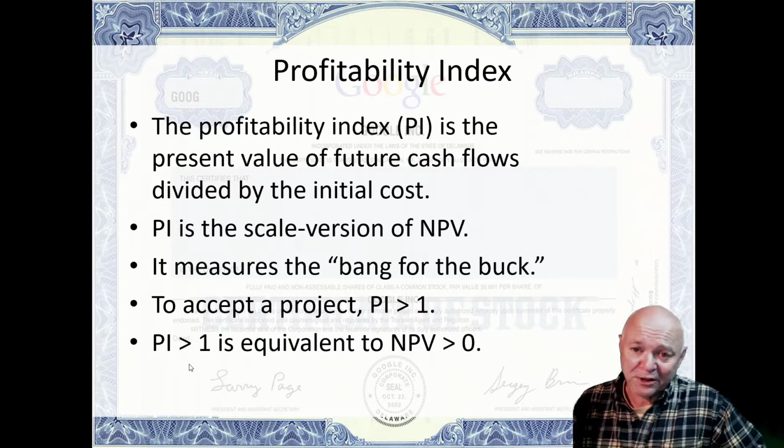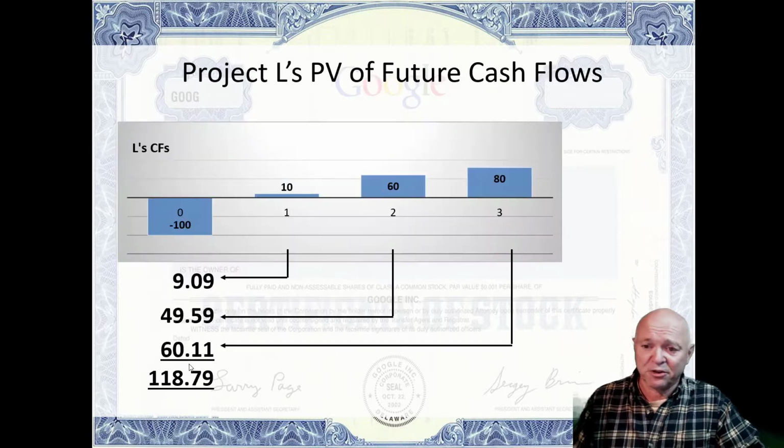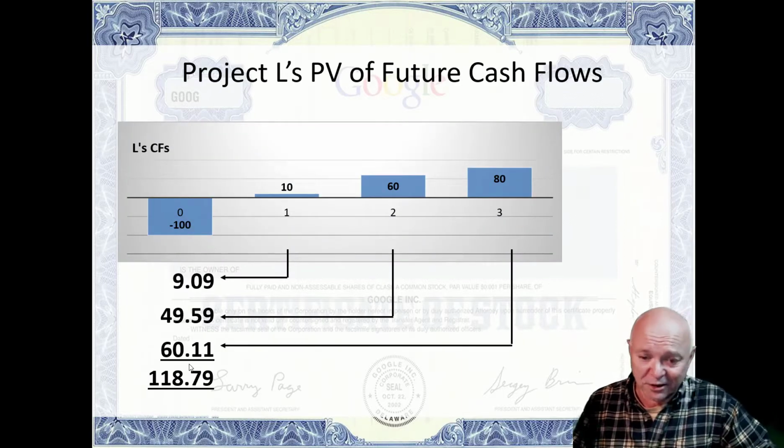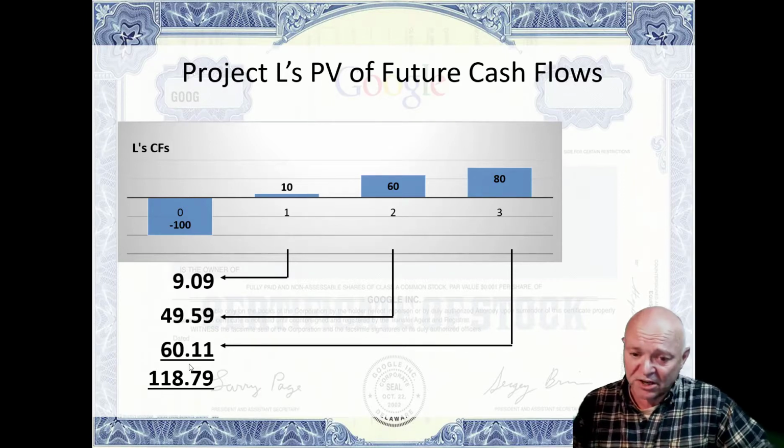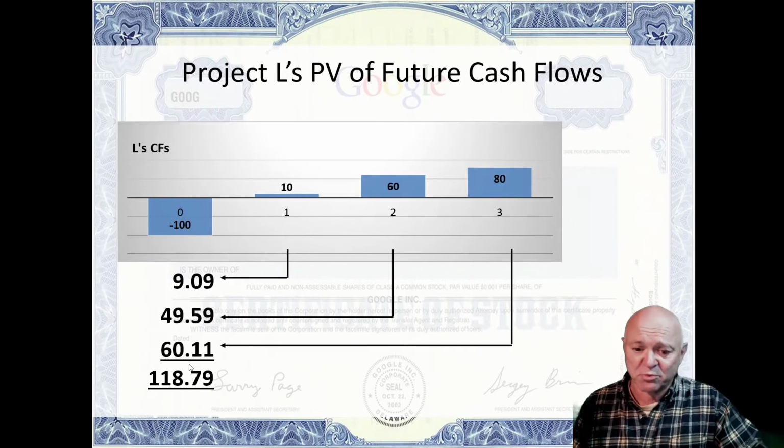If our profitability index is equal to exactly 1, that's equivalent to saying the NPV of the project is equal to 0. If the profitability index is greater than 1, our NPV is greater than 0. Consider, for example, Project L. The present value of the cash flows we're going to receive, 9 million, 49 million, 60 million, sums to $118.8 million. The cash flow going out was minus 100.